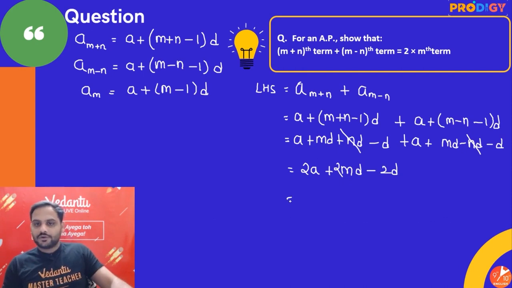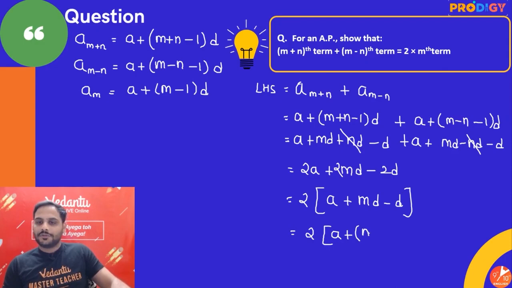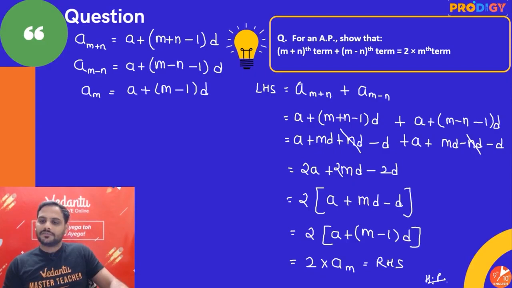Take 2 common, you are left with a plus md minus d. From the last two terms take d common, so 2 times a plus, if you take d common you are left with m minus 1 into d, and this is nothing but the mth term. So it is equal to 2 times the mth term, which is equal to RHS, and hence proved.